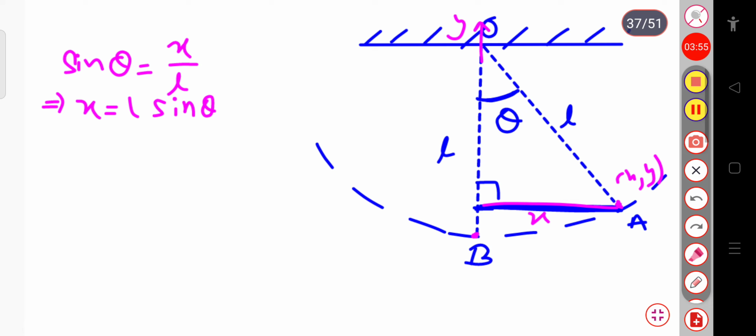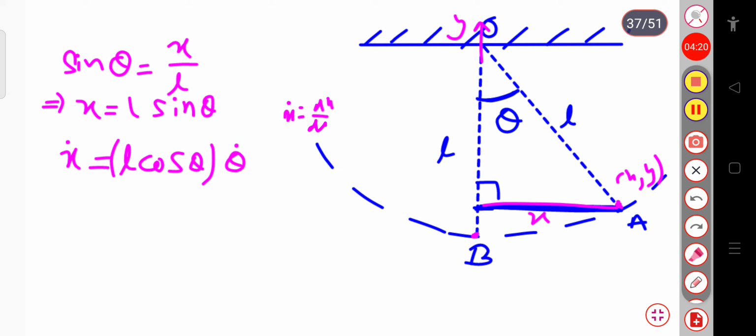And if I take the derivative of this with respect to time, then x dot equals L cos theta into theta dot. Here x dot is nothing but dx by dt. The derivative of sin theta is cos theta, and theta dot means d theta by dt.